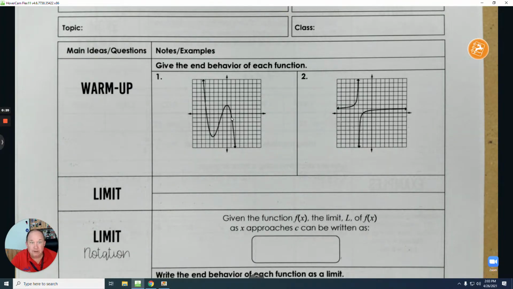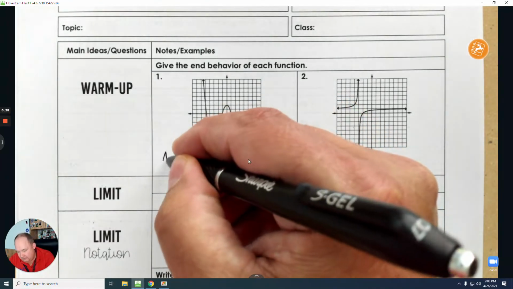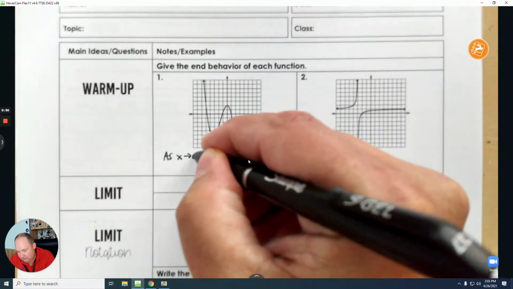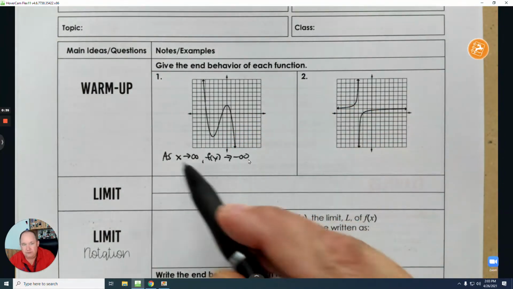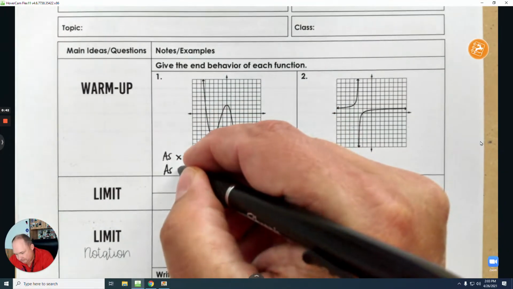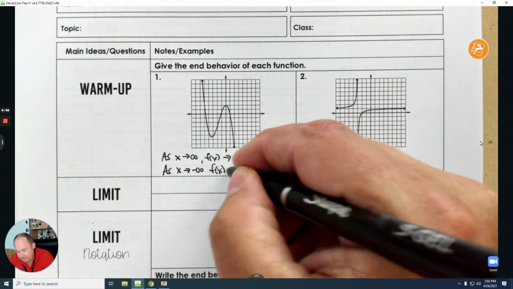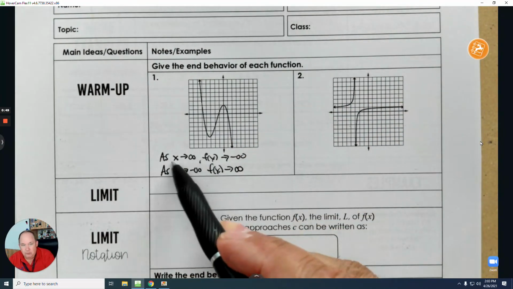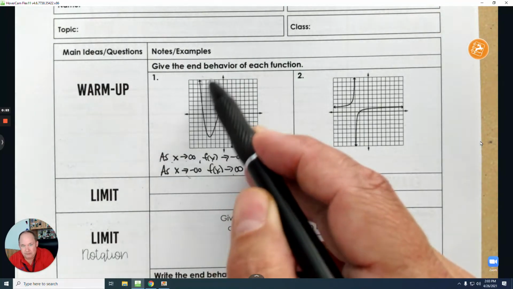So when I look here, I know the right end is going down. So mathematically, I would write this as x approaches infinity, the function approaches negative infinity. That says the right end goes down. And the second part, the left, as x approaches negative infinity, well, that side goes up. So the right end goes down, the left end goes up. That's describing this end and this end.